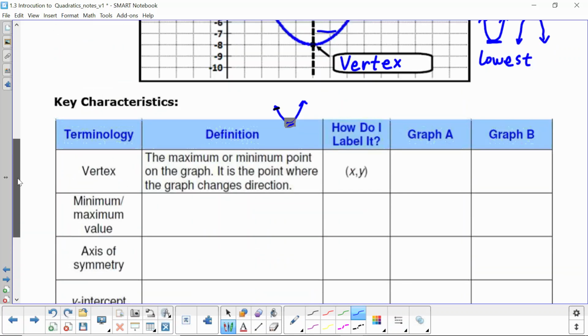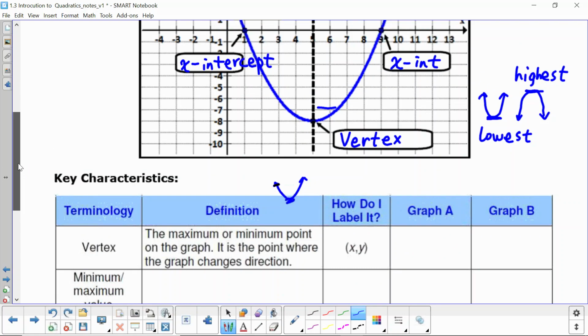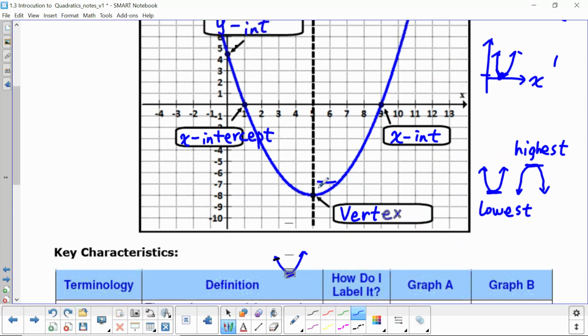The graphs A and B are on the next page. So you are going to find them from graph A, then fill in this chart here, okay? So we may label this one first. For this vertex, we read from the graph, x is 5, y is -8. So the vertex is 5, comma, -8.